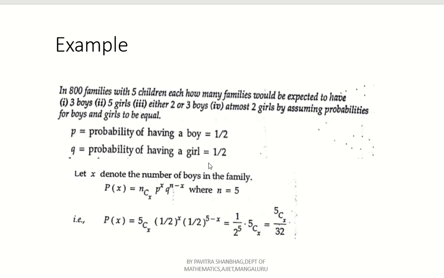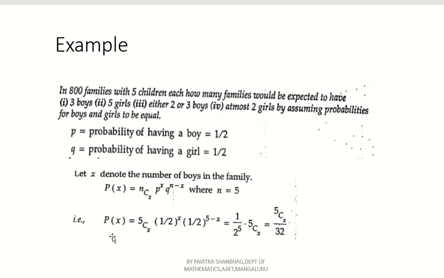And what is given here? 5 children. So n equal to 5. First you need to find for one family. At the end you have to find it for 800 families by multiplying by 800. Okay, that is very important. Now, first write what is the probability function Px. That is nothing but nCx P power x Q power n minus x. What is n? n equal to 5.